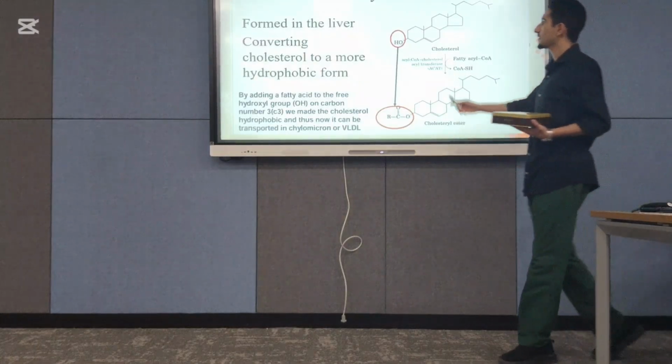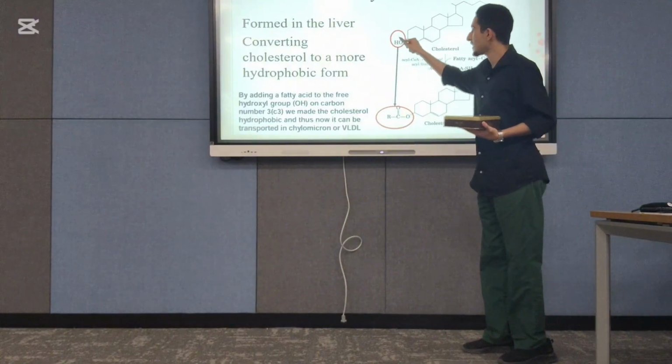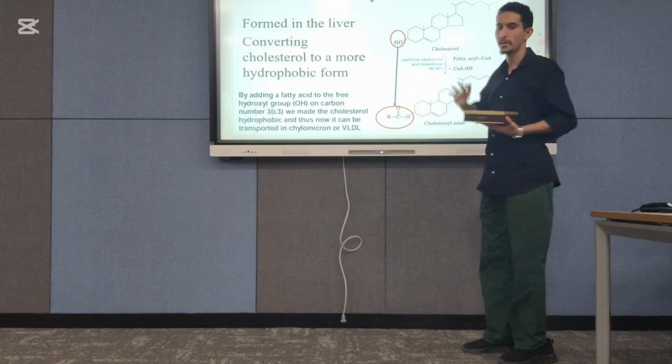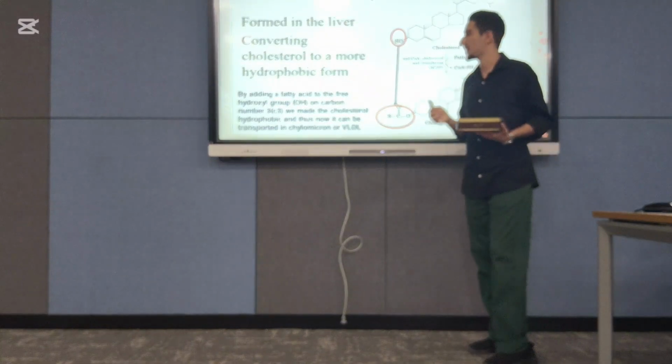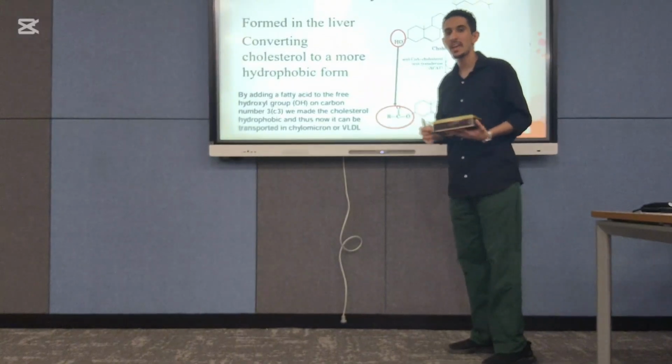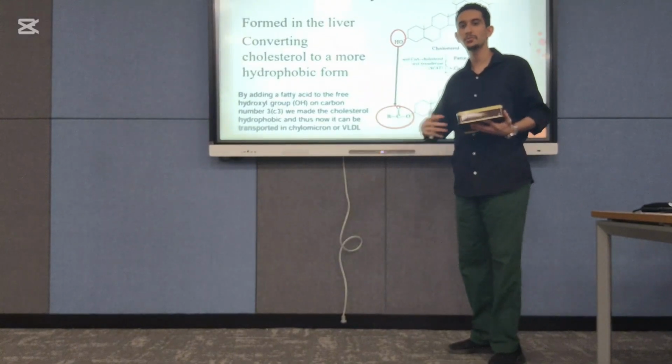Okay, here's the structure of a cholesterol. It has an OH group on carbon number 3. This OH group is very bad. Why? OH is hydrophilic. It attracts water.